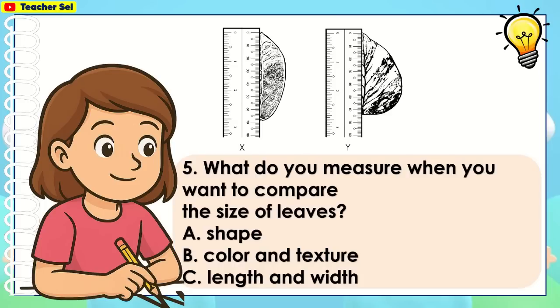What do you measure when you want to compare the size of leaves? A. Shape. B. Color and texture. C. Length and width. You're right. The correct answer is letter C. Length and width.